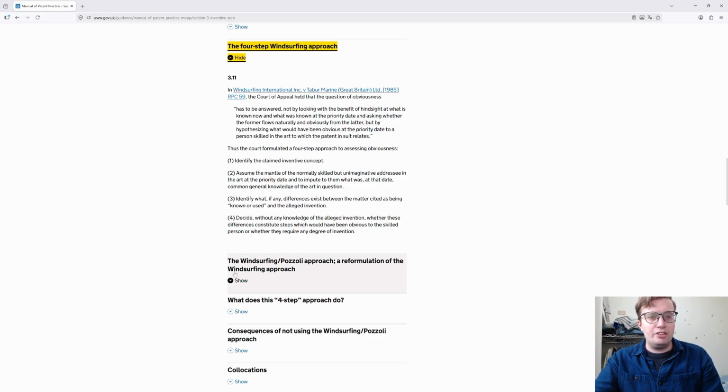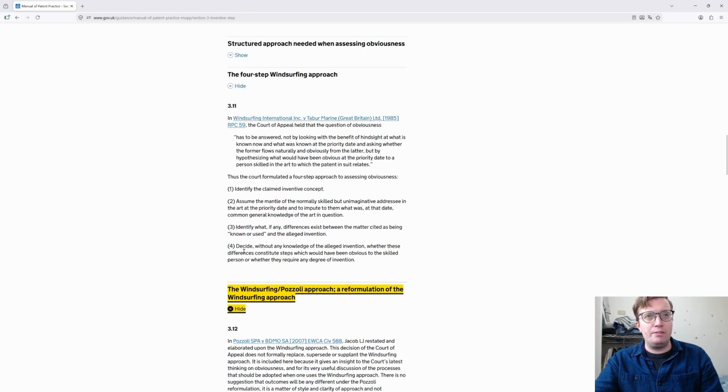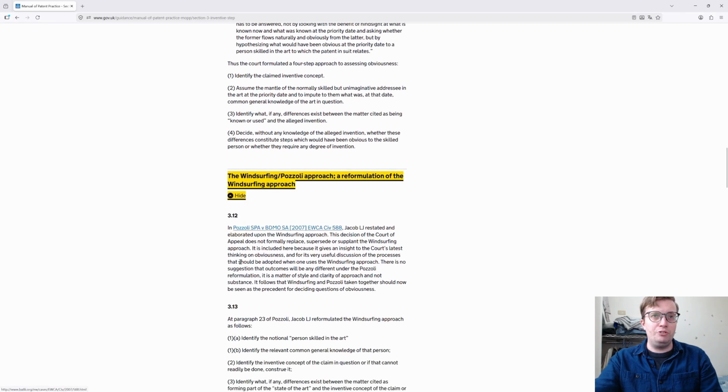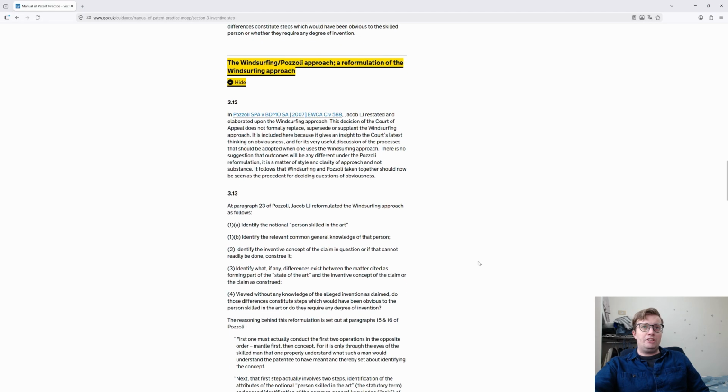So let's take a look at the Windsurfing approach. This was the first test, then it was reformulated. So in 2007, Pozzoli versus BDMO. This is also a Court of Appeal case. EWCA Civ 588, that's the code. It means England and Wales Court of Appeal, and the code for that case is 588. So Lord Justice Jacob reformulated the Windsurfing approach, which happens from time to time.